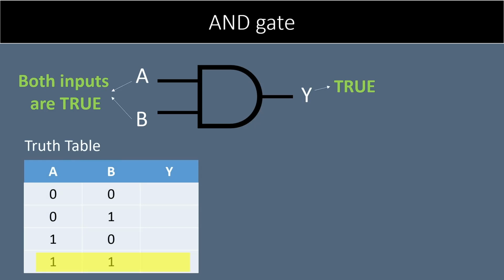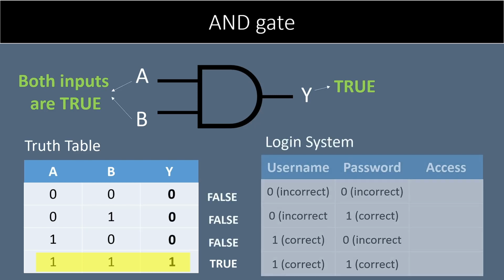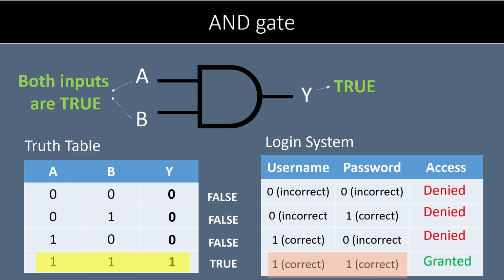The output is true if both the inputs are true. In all other cases, it is false. In the login scenario, input A is the username and input B is the password. Access is granted if both the username and password are correct. In all other cases, the access is denied. This is an application of AND gate.